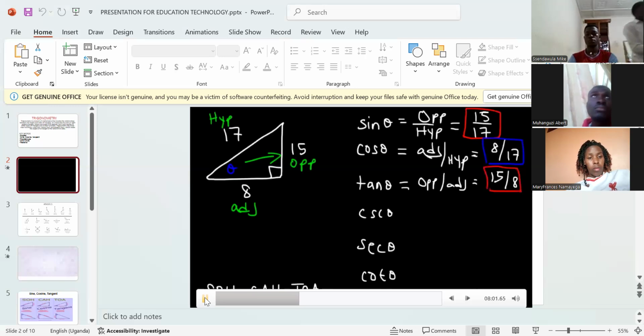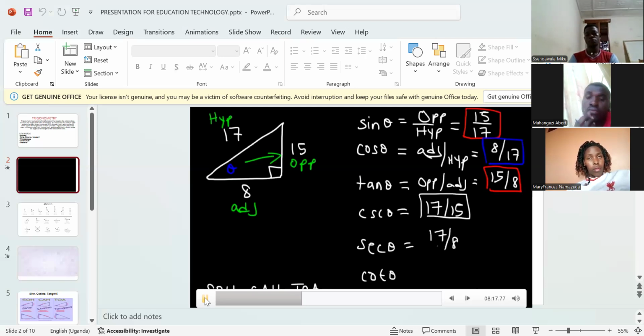Now cosecant is the reciprocal of sine. So if sine theta is 15 over 17, cosecant is going to be 17 over 15. Secant is the reciprocal of cosine. So if cosine is 8 over 17, secant is 17 over 8. You just got to flip it. And cotangent is the reciprocal of tangent. So cotangent is going to be 8 over 15. Just flip this fraction.